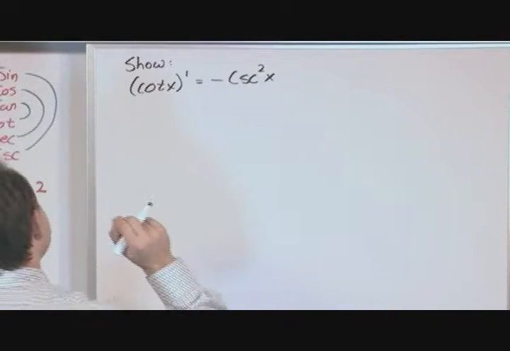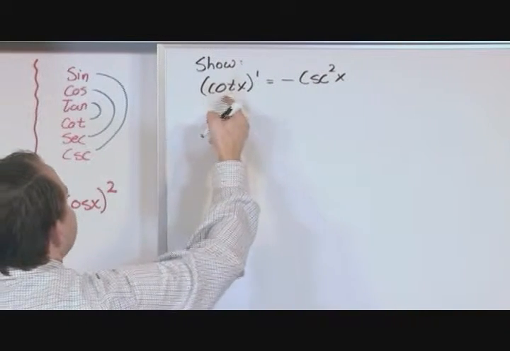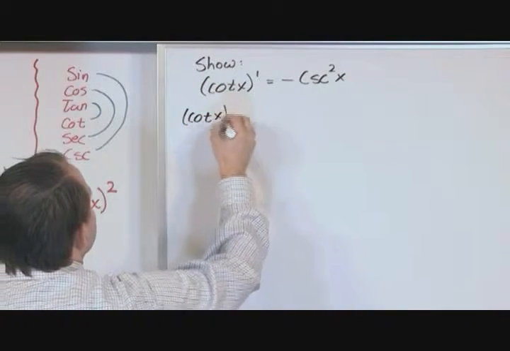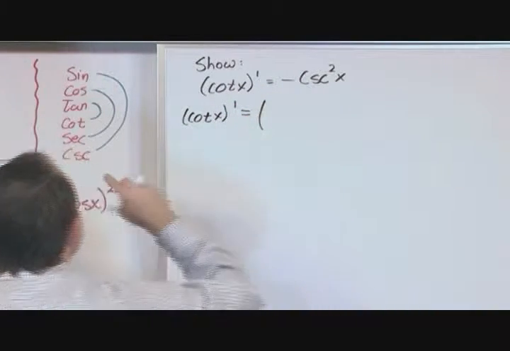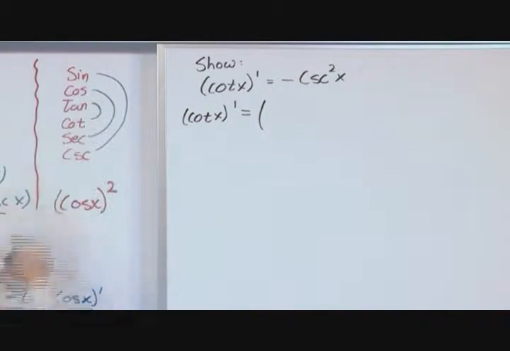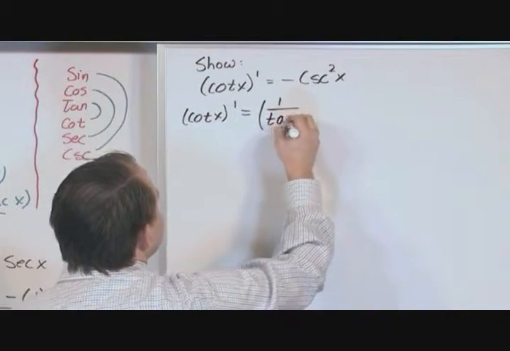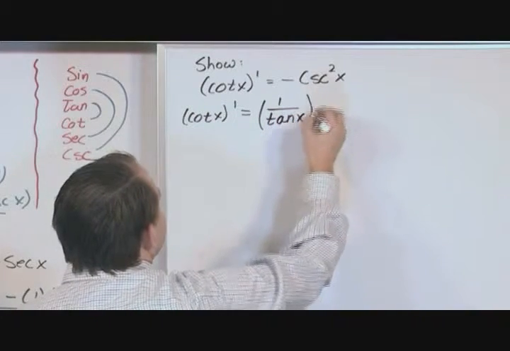The first step is figuring out how to rewrite this. So we'll have cotangent of x, that's what we're taking the derivative of. How can I rewrite the cotangent function? It's 1 over the tangent function, right? That's what this trig rainbow is telling us, 1 over tangent x. Right? We're taking the derivative of that.